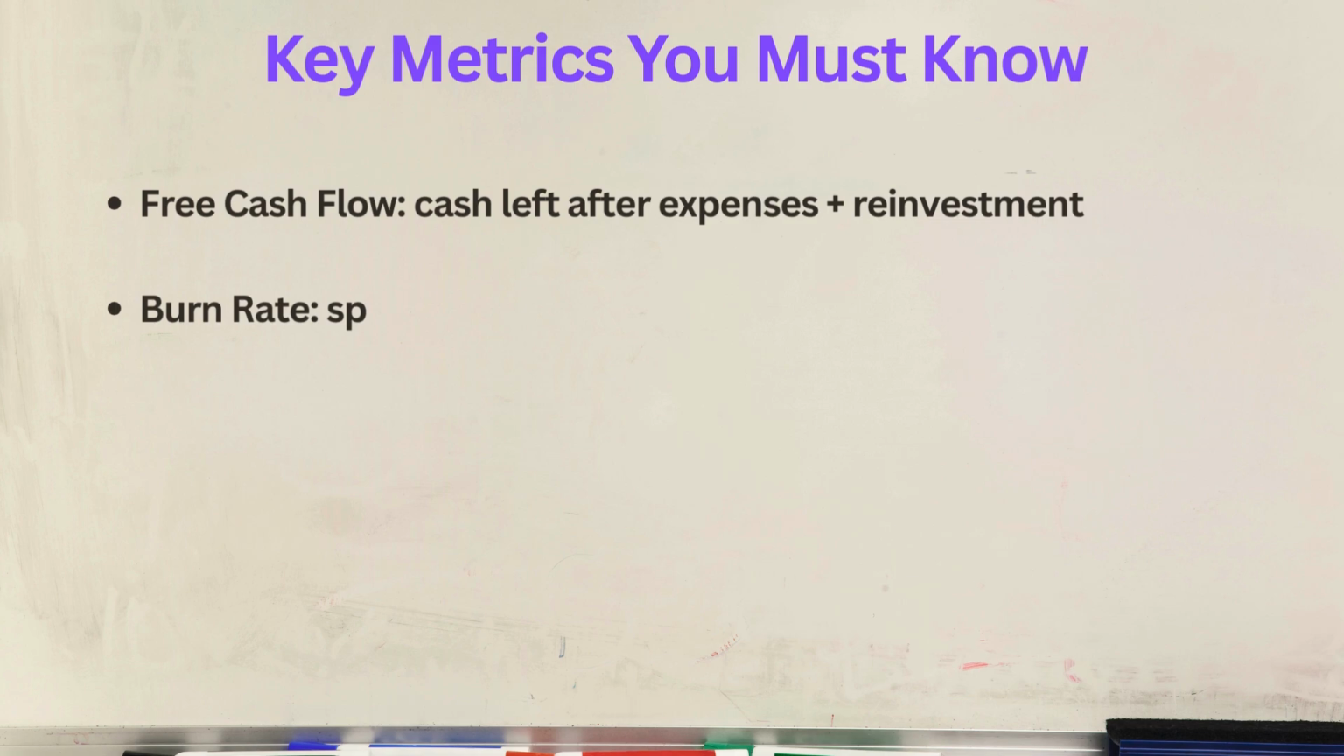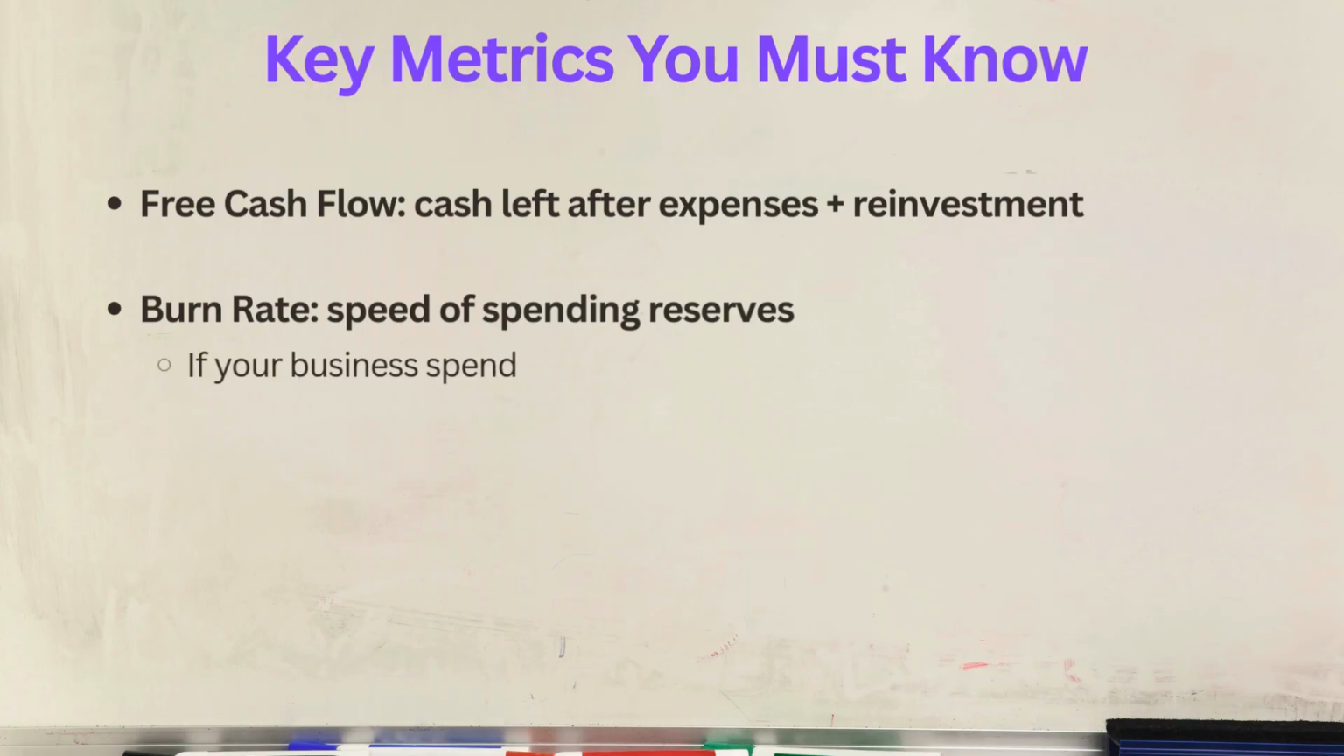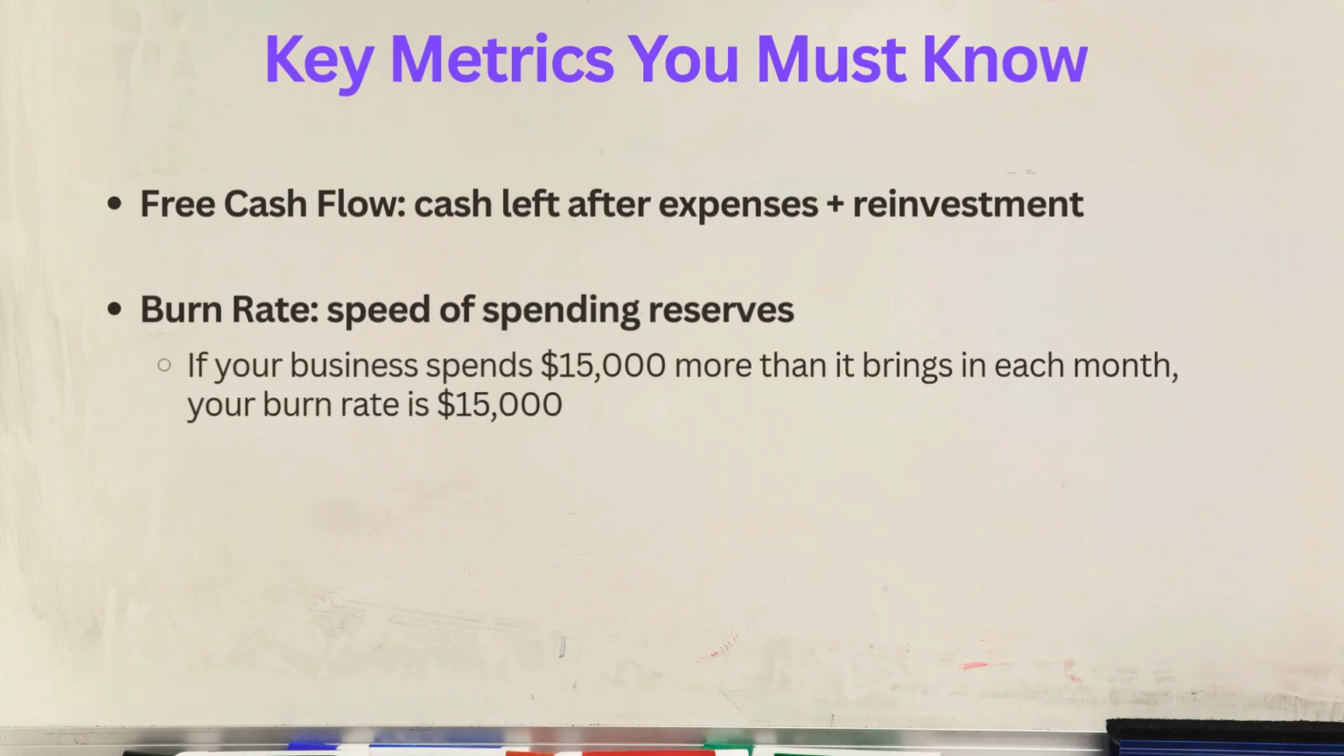Second is your burn rate, how quickly you're spending down cash reserves. If your business spends $15,000 more than it brings in each month, your burn rate is $15,000. Tracking this helps you see if your business is sustainable or if you need to adjust quickly.